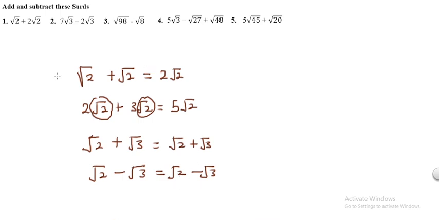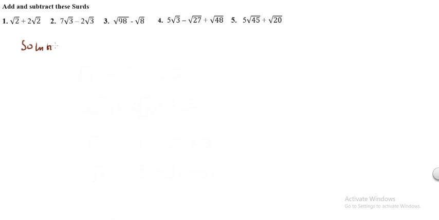So I'll clean up this space here. The first example, we are told to solve root 2 plus 2 root 2. So this is simple. We look at the roots. The roots here are root 2 and root 2. We can simply add this up. The number here is 1; we assume it to be 1 if there's no number. Since they have the same roots, we can safely add this number with this number. So we'll say 1 plus 2, which is 3. So we have 3 root 2. That's it for the first example.